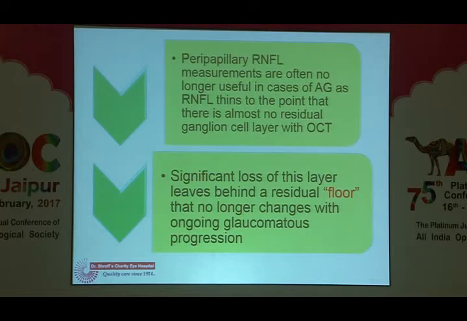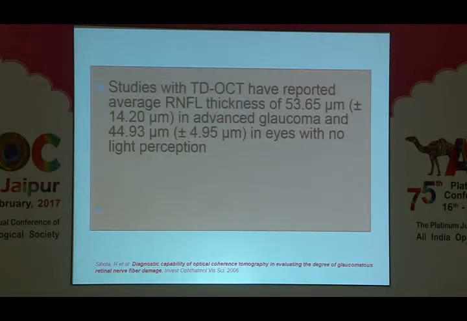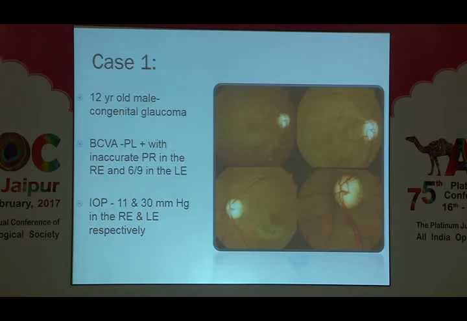as the RNFL tends to a point when there is almost no residual ganglion cell with OCT, and significant loss of layer leaves behind a residual floor that no longer changes with ongoing progression. An article by Dr. Sihota et al. shows that in advanced glaucoma, the average RNFL thickness is 53, and in blind eyes, it is near 44. So beyond that, it doesn't go less than that, and this is the floor effect.